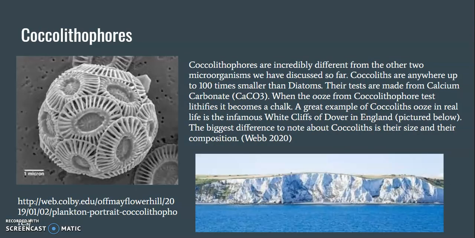Next, coccolithophores. Coccolithophores are incredibly different from the other two microorganisms that we have discussed so far. Coccolithophores are up to 100 times smaller than diatoms. Their tests are made of calcium carbonate, CaCO3, and when the ooze from coccolithophore tests lithifies, it becomes chalk. A great example of coccolith ooze in real life is the infamous White Cliffs of Dover in England, which is in the picture below the paragraph there. The biggest difference to note about coccoliths is their size and their composition.